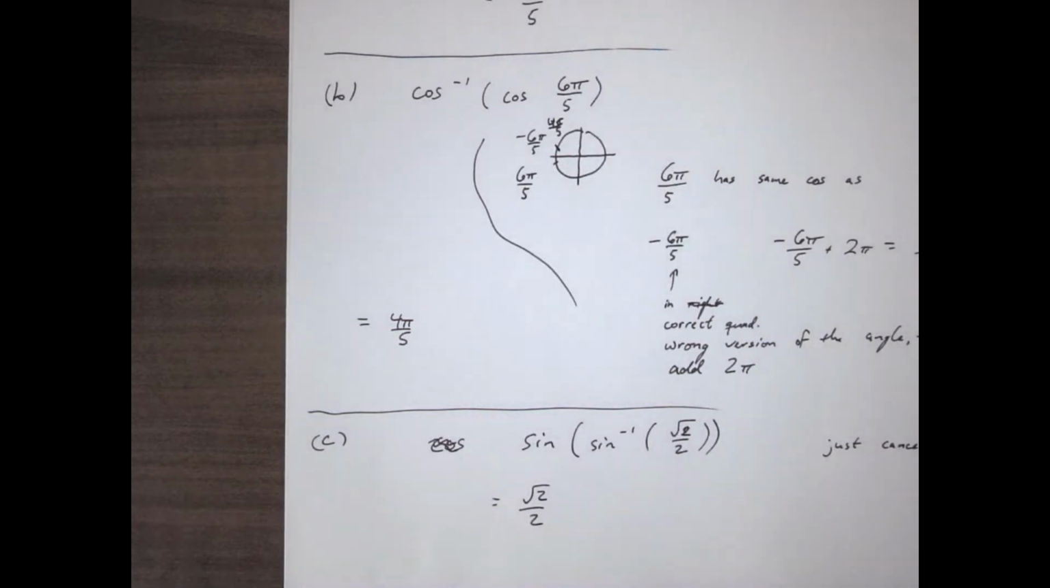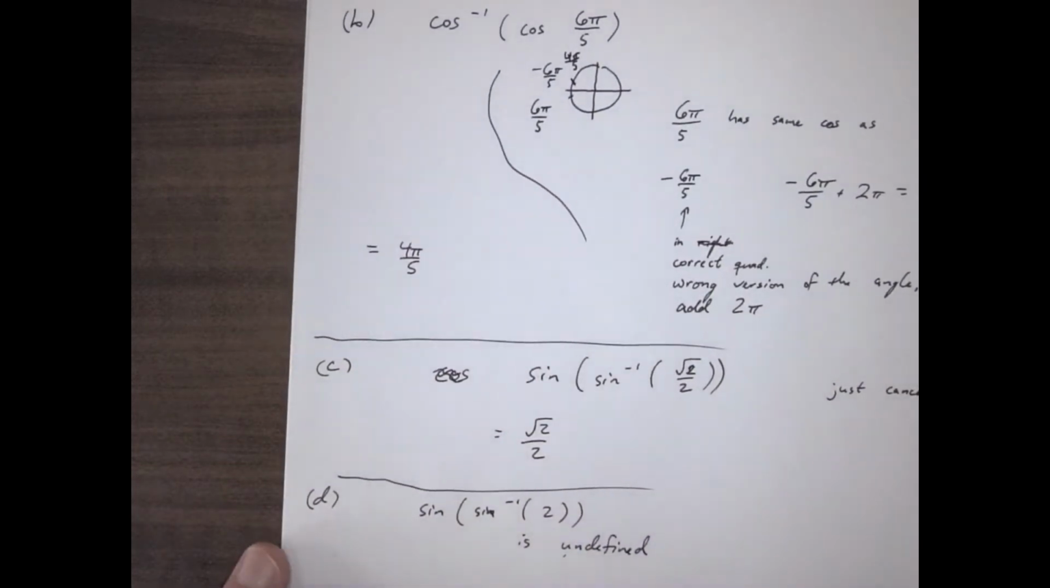And if you evaluate this from the inside out, first you would say, okay, the angle whose sine is root 2 over 2 is pi over 4. Then the sine of that angle is root 2 over 2. You might also find something like this: sine of sine inverse of 2 is undefined. And that's because the sine inverse of 2 is where it breaks.